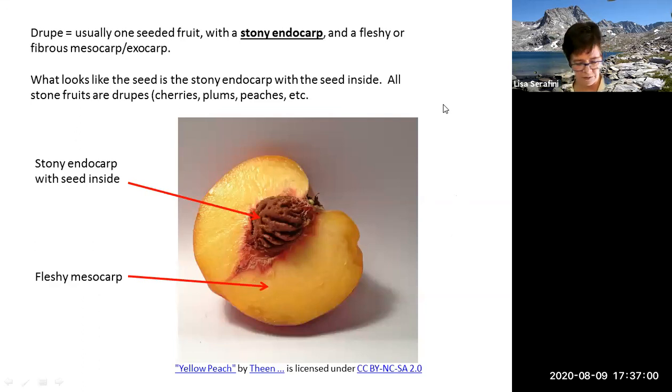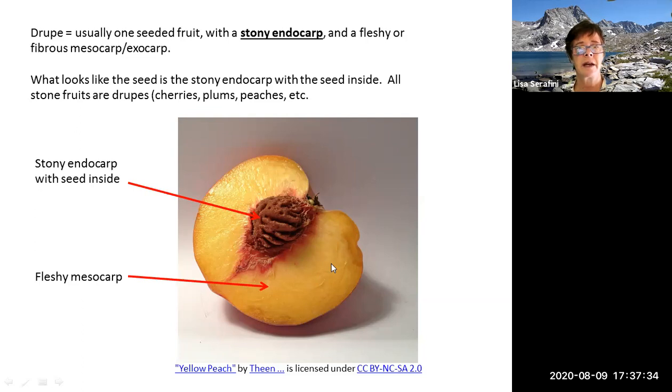Oh, drupes. A lot of good drupes to eat, but also non-edible ones too. So usually we have a one-seeded fruit, not always, but in this case, it's a one-seeded fruit. And the thing that we often think of as the seed is more than the seed. This is a stony endocarp with the seed inside. And so if you're real industrious, you can crack those open and find the seed inside, but be careful when you're doing that. And then the mesocarp and possibly the exocarp is fleshy, or in some cases fibrous. In this case, it's fleshy.